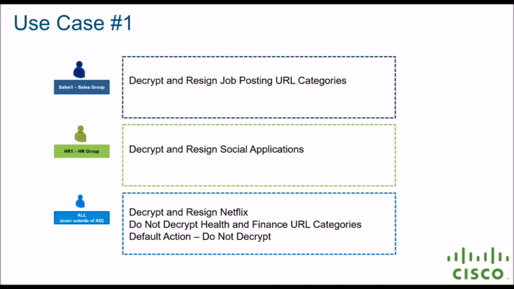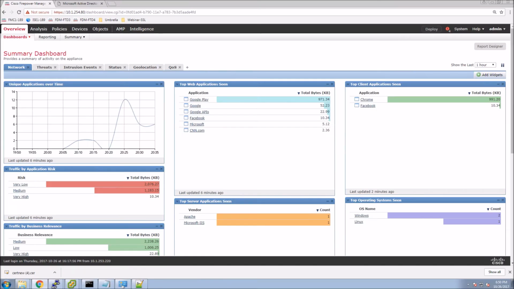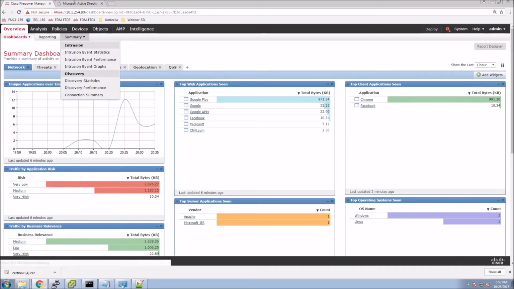Okay, so we're going to use Active Directory for the first two options, and then the last option obviously is going to be anybody. We're also going to do decrypt and re-sign using distinguished name for EICAR. This is going to let us look at malware in SSL or TLS. And then we're also going to do decrypt with known key. So we're going to import the public key and the server key of a DMZ server offering web services. All right, so let's get started.